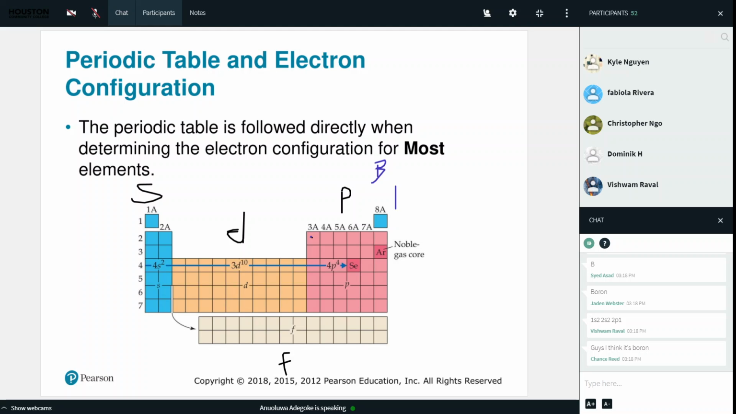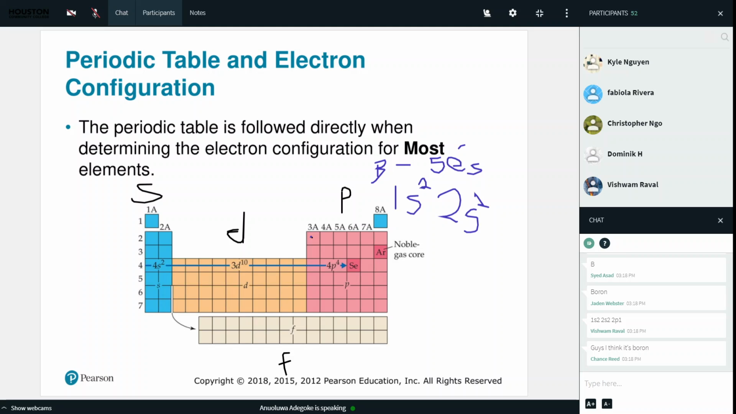Now remember, I've talked that s can hold a maximum of 2 electrons. So 1s2, then 2s2, because, well, there's something I didn't mention. Boron has 5 electrons, right? In case you are wondering how I am putting the numbers, those numbers I'm putting on top represent the electrons. Boron has 5 electrons. So this is my short form of electrons.